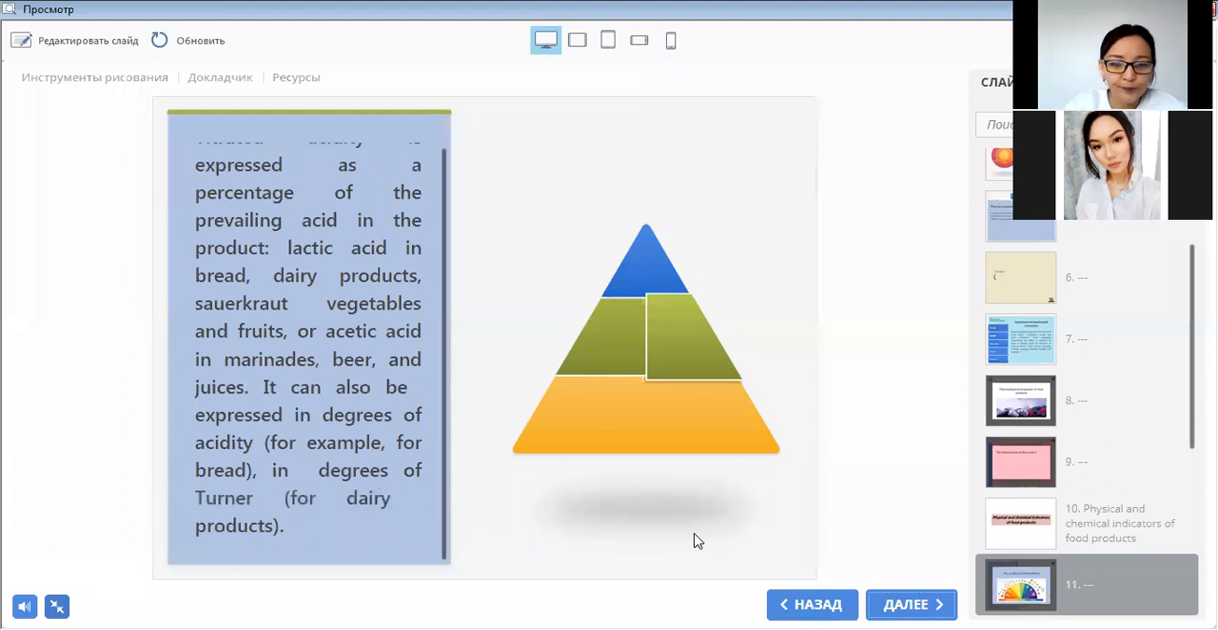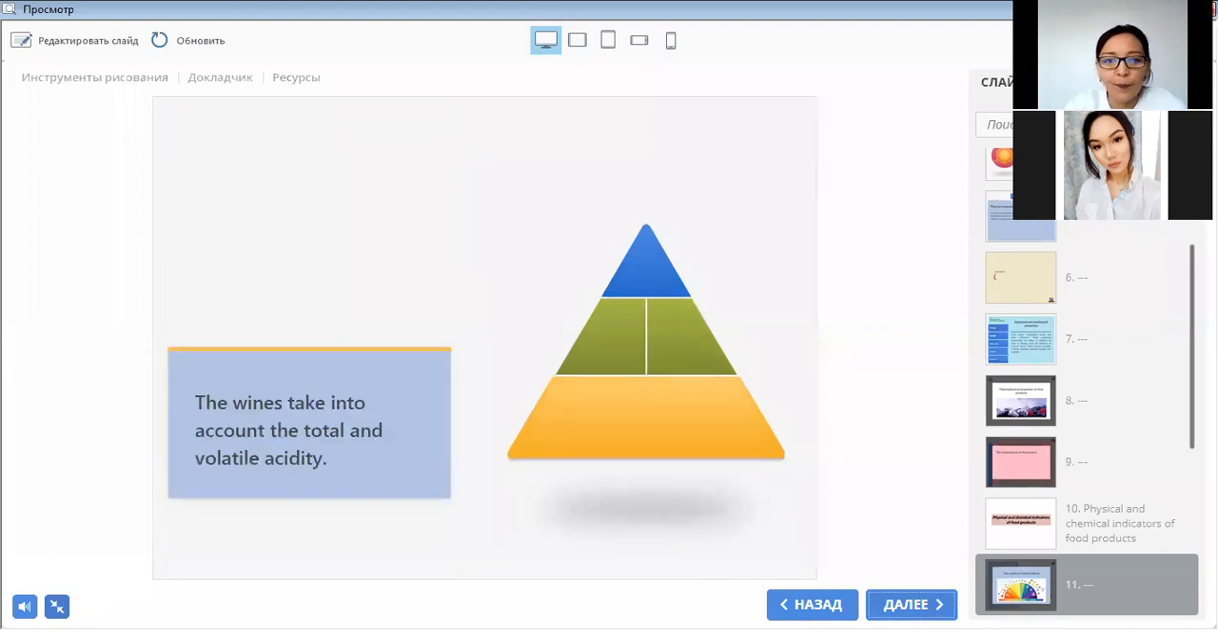For example, for bread, and in the degrees of Turner for dairy products. And for wines, the total and the volatile acidity are taken into account.